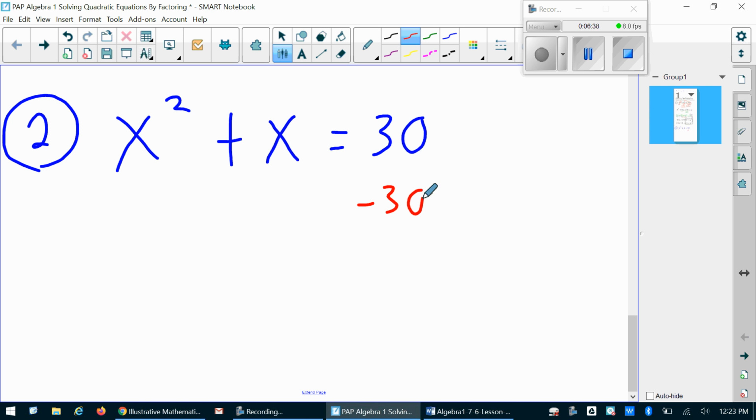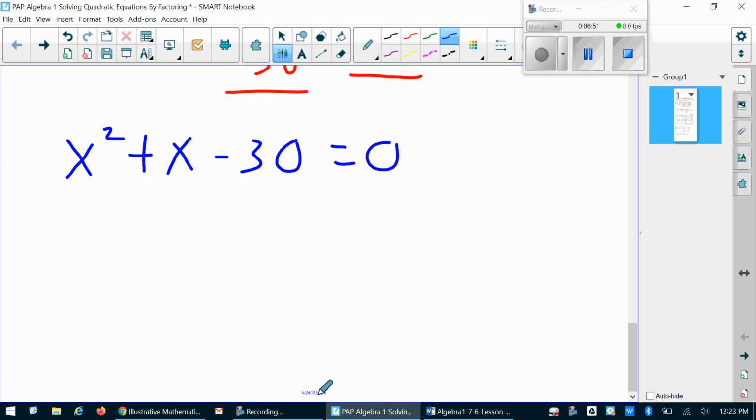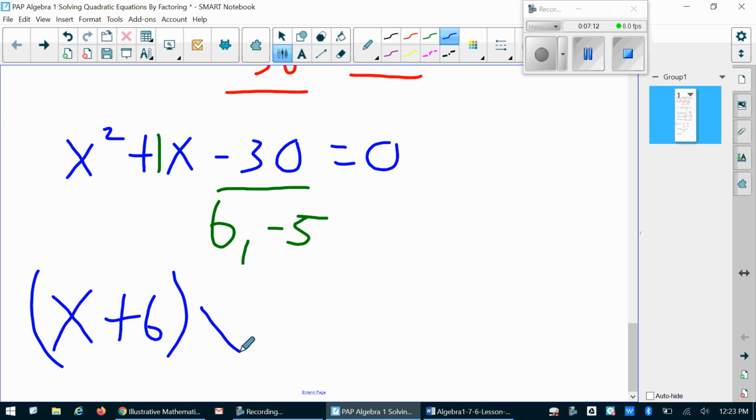First step, let's move the 30 to the other side. And that gives me x squared plus x minus 30 equals 0. That is step 1. Step 2, just like on the previous example, I'm going to find two numbers that multiply to give me -30, but also add to give me +1, and that is going to be +6 and -5. Okay, this is one where one of our factors is negative. So I have (x + 6) times (x - 5) equals 0.